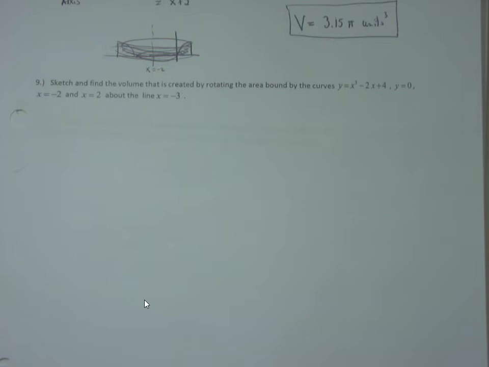I said, why not? We can always use the washer. Well, at least on the problems that you came up with in these notes, and you're right, because I came up with easy equations that you can solve for x. So I came up with this one just to spite it. Sketch and find the volume created by rotating the area bounded by the curves y equals x cubed minus 2x plus 4, y equals 0, x equals negative 2, and x equals 2, about the line x equals negative 3.